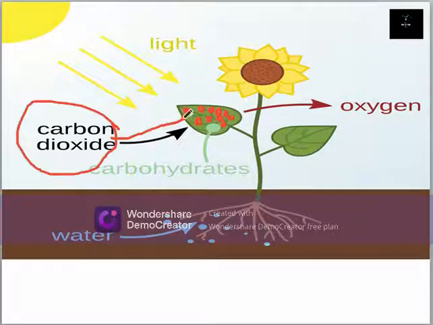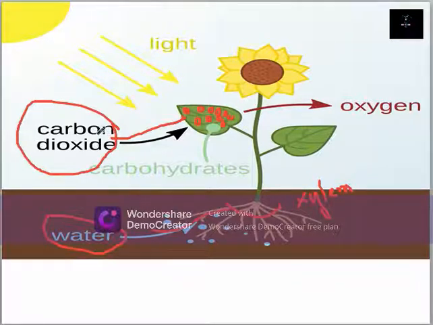When carbon dioxide is absorbed in the leaves, you can see here that water is absorbed by the xylem tissues present in the roots. Here are some xylem tissues. Right here there are the xylem tissues, and xylem tissues help to absorb water.